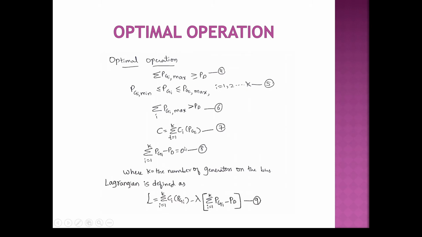So C is equal to summation i equal to 1 to K Ci PGi, under the equality constraint of meeting the load demand, that is summation i equal to 1 to K PGi minus PD equal to 0. What is K here? Number of generators on the bus. Ci is non-linear and Ci is independent of PGj. So this is a separable non-linear programming problem.